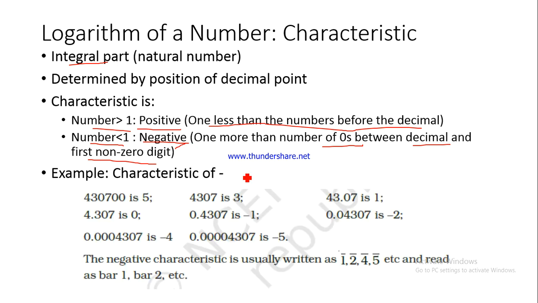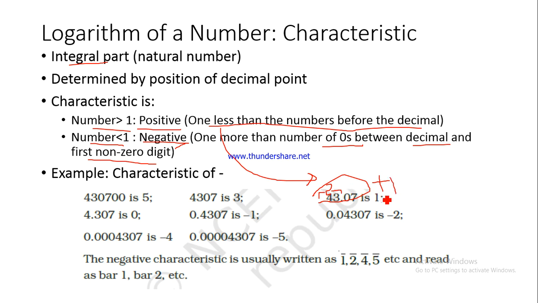We had taken up some examples, I remember, and probably I'll discuss 1 or 2 more examples. I'll repeat the discussion on these examples. So this is 43.07, a positive number greater than 1, so the characteristic is going to be positive for sure, and we'll be using this particular rule. The characteristic value would be 1 less than the number of digits before the decimal. So there are 2 digits before the decimal. So 2 minus 1 becomes 1, and that is why it becomes plus 1.